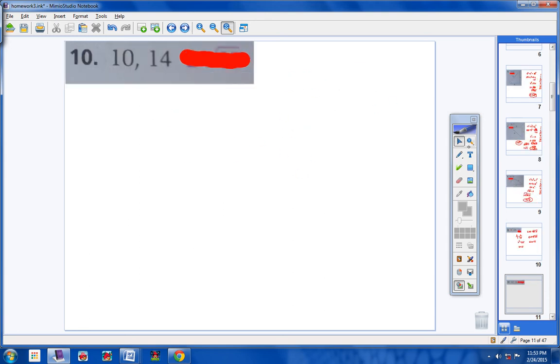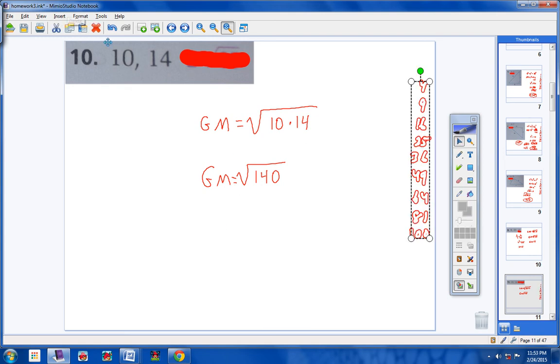Alright, number 10, same thing again. So I'm going to say my geometric mean equals the square root of the product of 10 and 14, okay? So my geometric mean would equal the square root of 140. 10 times 14. Now, that should be our final answer, but we might be able to simplify it, okay? So let's see if any of these numbers will go into 140 evenly. Maybe they will, maybe they won't, okay?